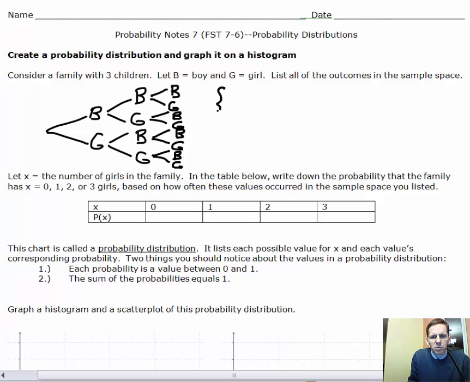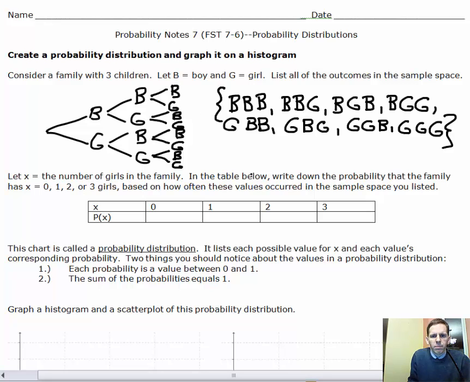You may recall with the sample space, I like to use the set brackets and write out all the possibilities. So this is our sample space containing 8 elements. Now here we said x is going to equal the number of girls in the family, and in the table below write down the probability that the family has x equals 0, 1, 2, or 3 girls based on how often these values occurred in the sample space we listed. Our sample space consists of 8 items, so we know the probabilities are all going to be out of 8. Maybe these are reducible, maybe they aren't, but we'll at least start with a denominator of 8 for each of these entries.